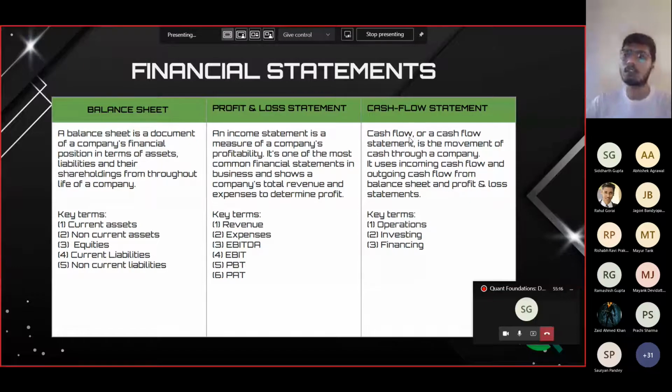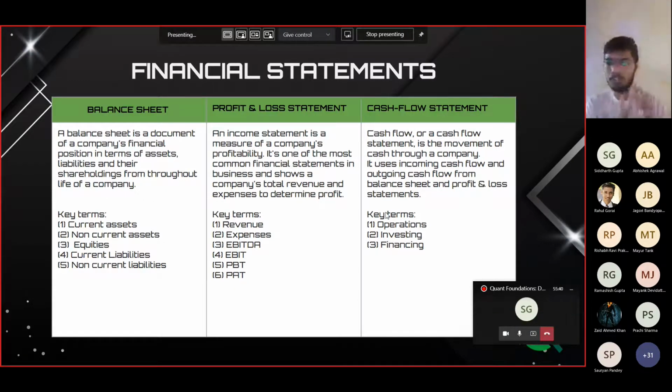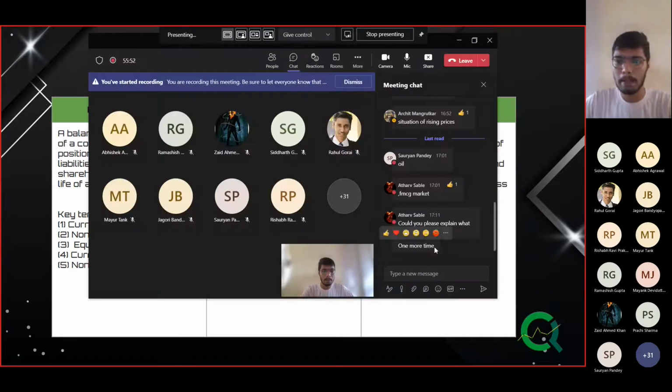Cash flow, basically the cash flow statement, is a combination of the balance sheet and profit and loss statements. It tells us about the ways through which cash is going out and coming in, and cash equivalents are also included in the cash flow statement. Cash flow is divided into three types: operations, investing, and financing. That is cash flow from operations, cash flow from investing, and cash flow from financing. We'll talk about what they are later. If you have any doubts, you can let me know.